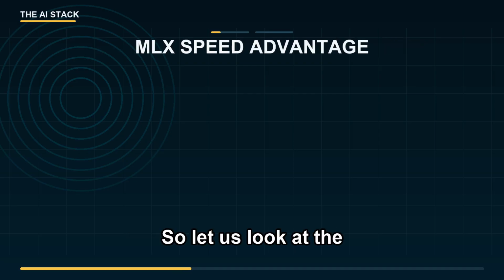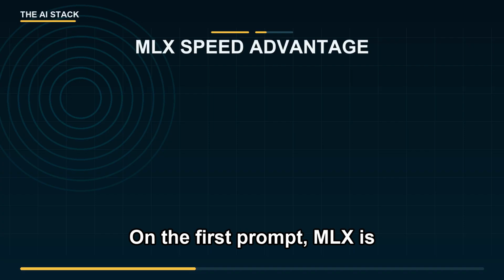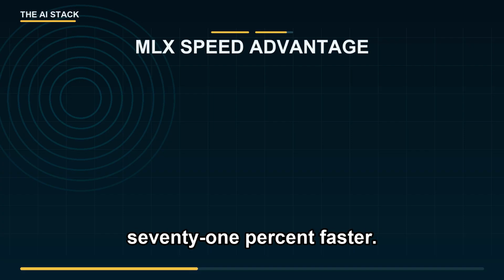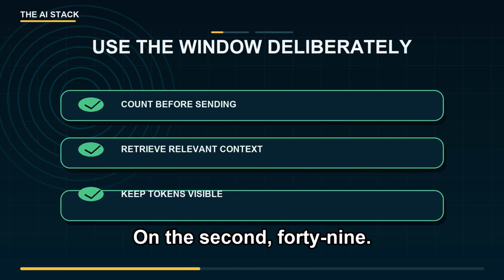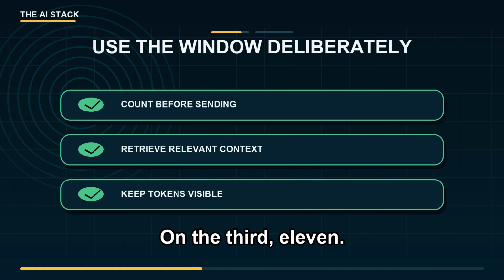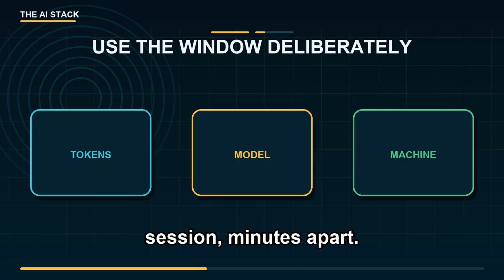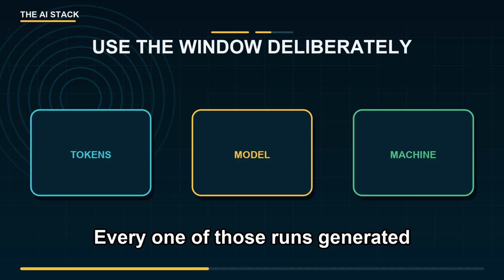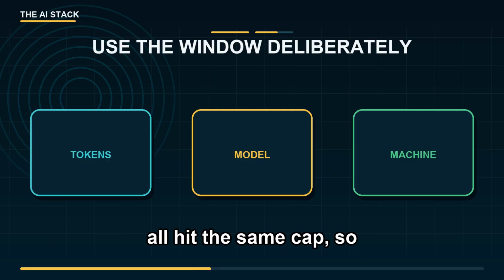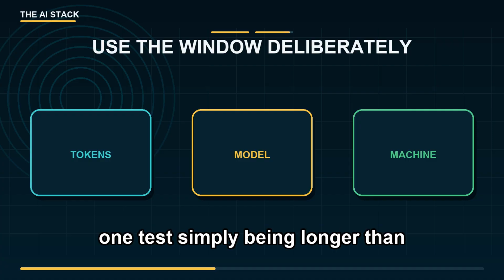So let us look at the 3 prompts separately, instead of at the median across them. On the first prompt, MLX is 71% faster. On the second, 49. On the third, 11. Same 2 models, same machine, same session, minutes apart. Every one of those runs generated exactly 300 tokens because they all hit the same cap, so this is not a case of one test simply being longer than another.